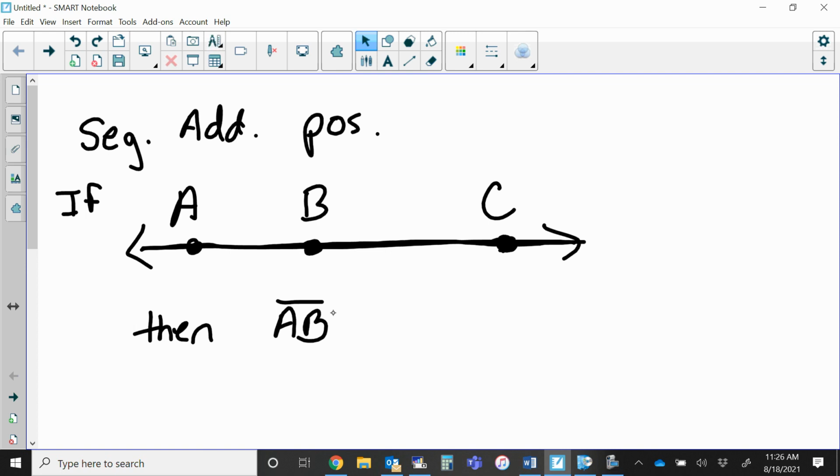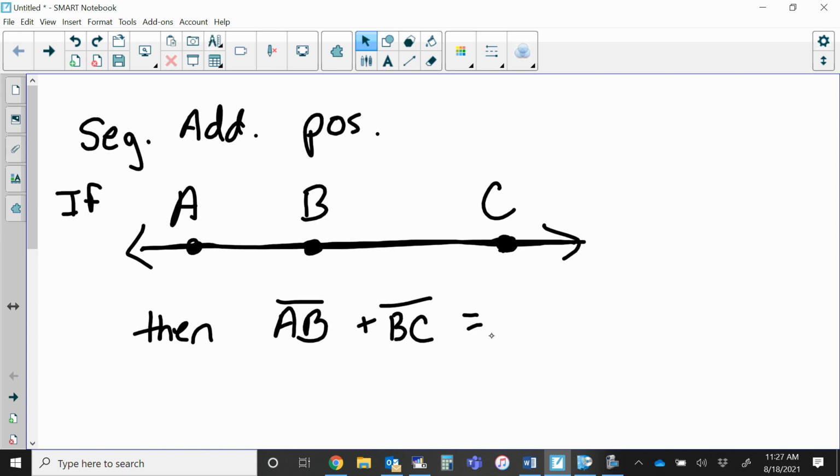Someone tell me what I just wrote up there. What is that? Careful. You were close. Segment AB, remember, little subtle differences. Segment AB plus segment BC.